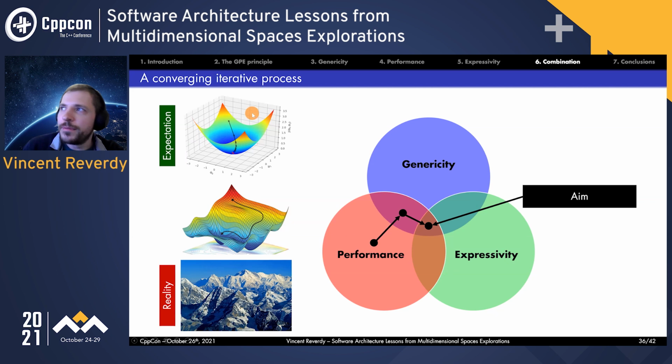We might think it's something simple and that just a gradient descent would allow us to converge to this, but in reality, this design space is often far more complicated than that, and there is a lot of back and forth to do.